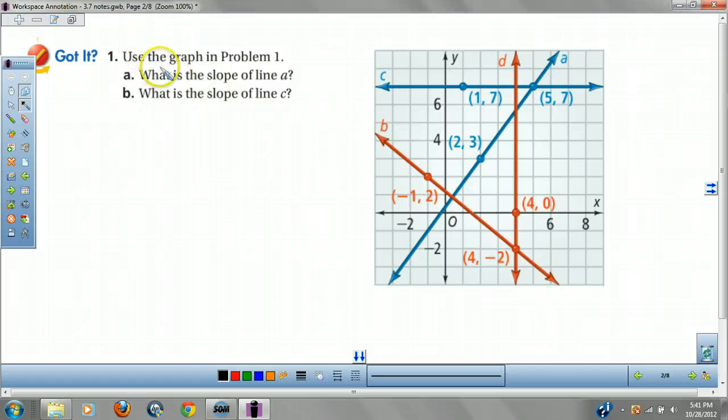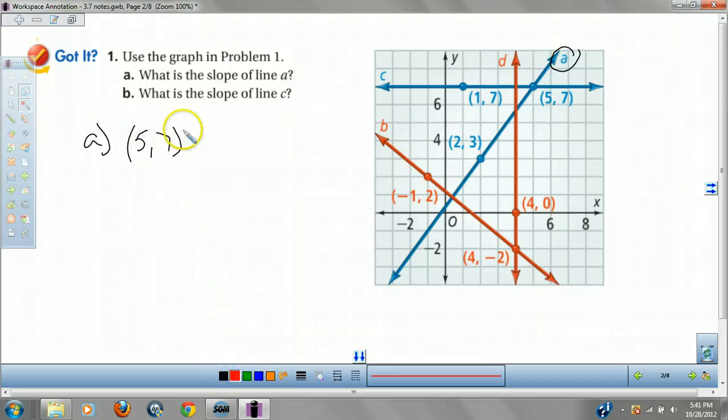Alright, next slide. Okay, here we go, let's jump into it. We're going to use this graph of all these different lines to find, first, the slope of line A. So let's take a look at A. It's right here. We have the point 5, 7, and we also have the point 2, 3, right? Okay, I'm going to do 5, 7 first.